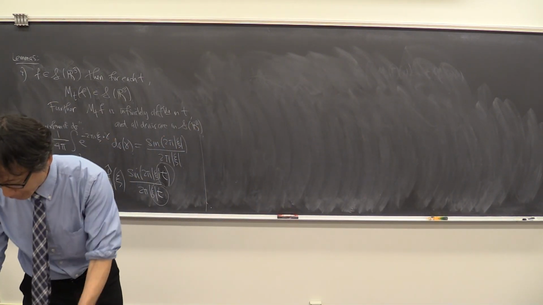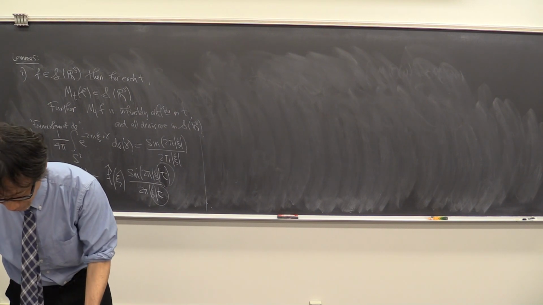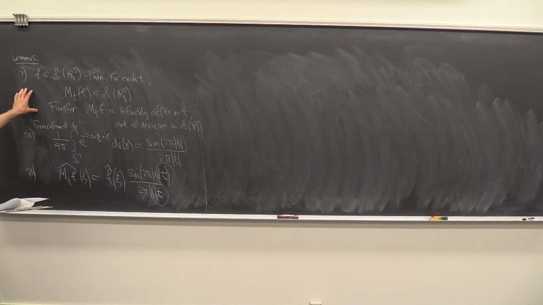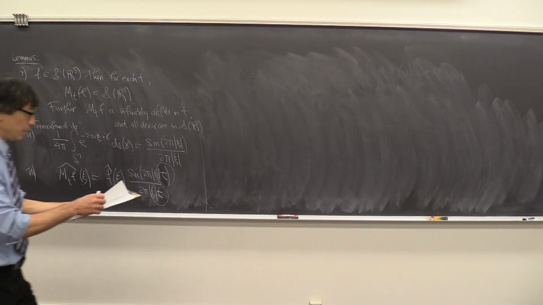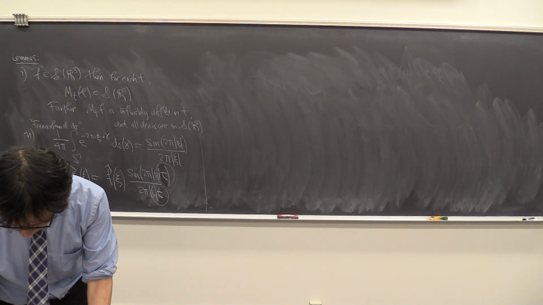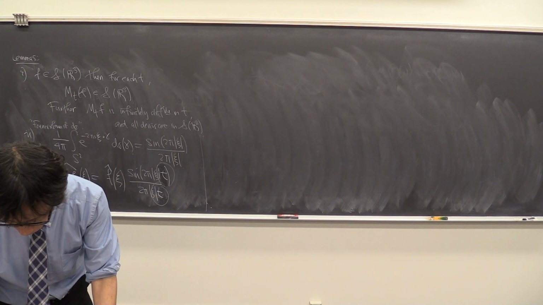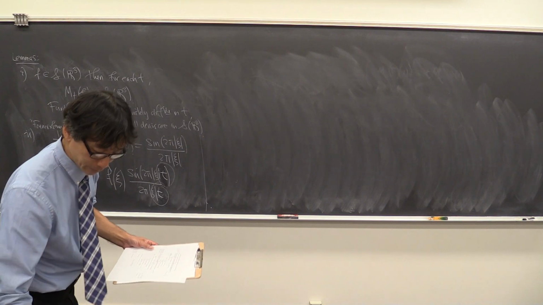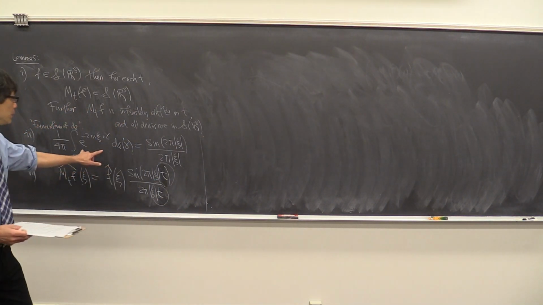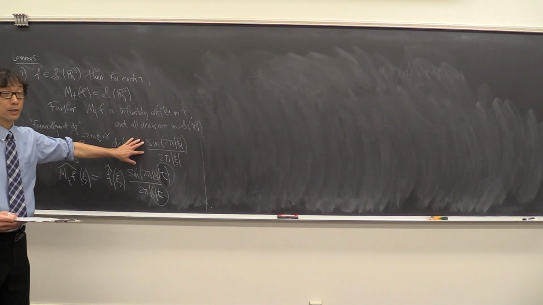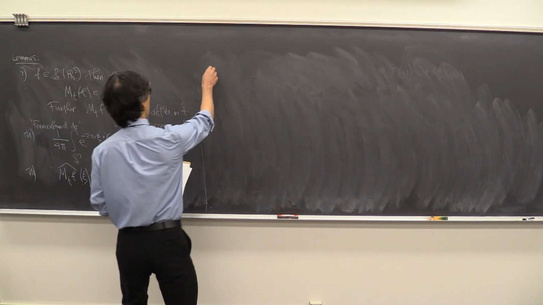Okay, so I'm going to let you read the proof of the first one. It's just a technical proof. Okay, so let's show that this is true, that the Fourier transform of the measure actually looks like this. Okay, and the proof of 2.